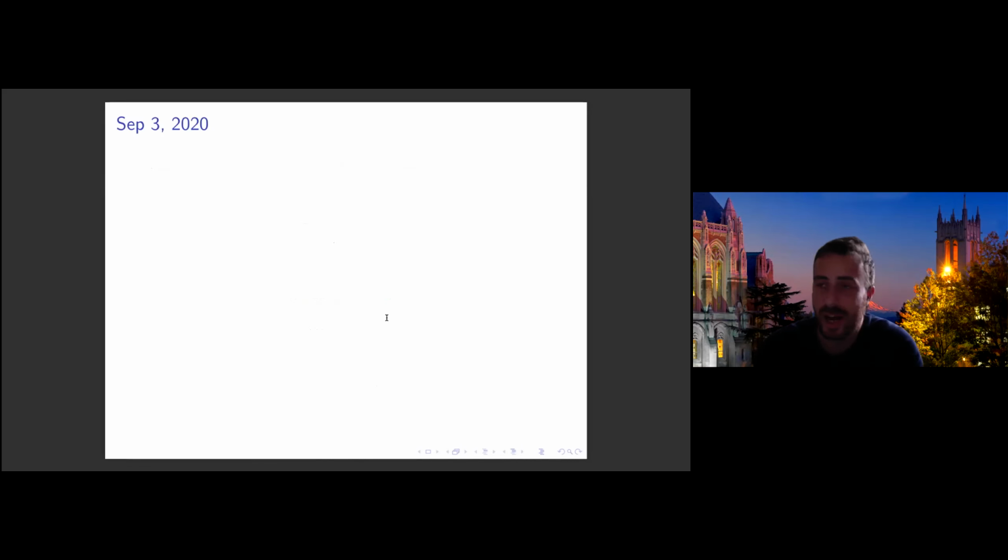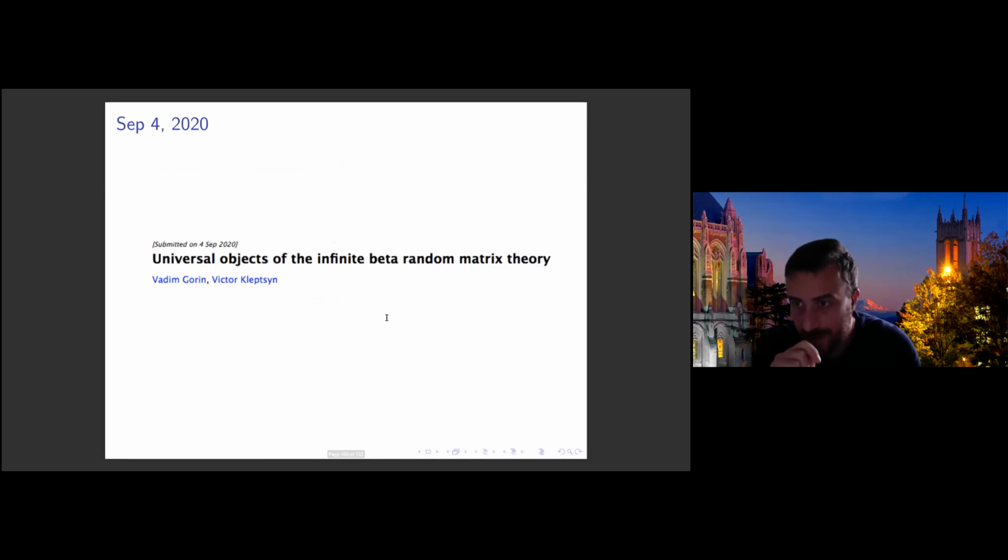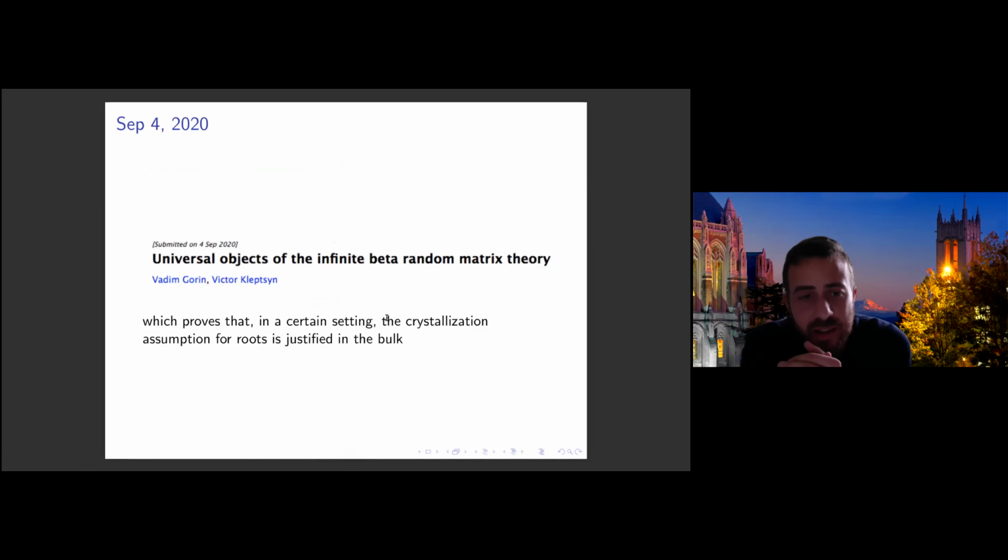Okay, and then what happened is the day after. So this was September 3rd, September 4th. There's this paper that goes on the archive, and again, it's a bit too far removed from my expertise, but the authors tell me that in a certain sense, this proves that in the bulk of the measure, my assumption of things crystallizing is established in this paper. It's open in the edges. So the edges where you have the triple point, you have the interface, it's a bit harder apparently.